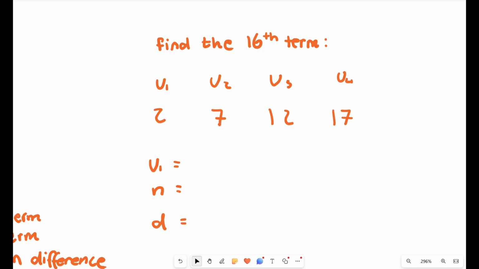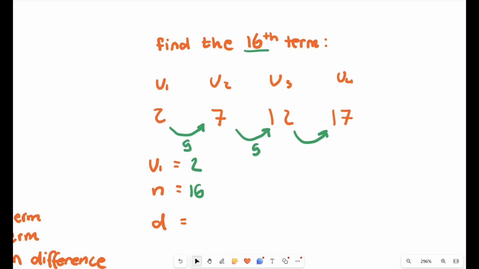So firstly, our first term would be 2. It would tell you that within the question. N would be 16 because we're looking for the 16th term. And as for d, this is the common difference. I always draw an arrow. This isn't necessary, but this is what works for me to visualize how we're getting to the next term. So we just do 7 subtract 2 and we get 5.